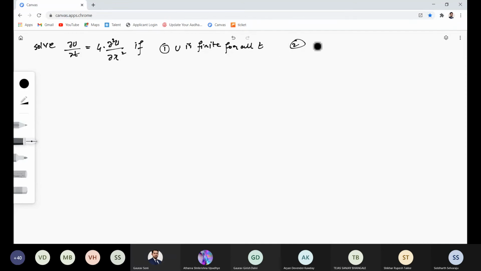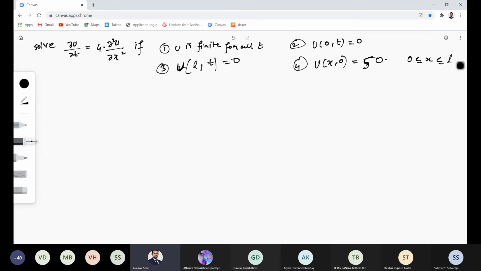Second, u of 0 comma t equal to 0. Third, u of L comma t is equal to 0. The fourth one, u of x comma 0 is equal to 50, for 0 less than or equal to x less than or equal to L. Find u of x comma t. Do it.